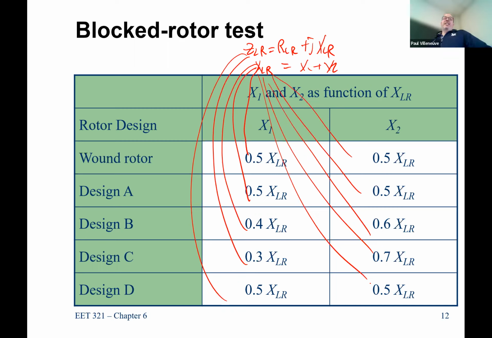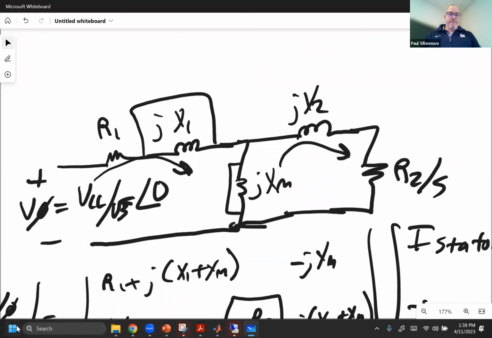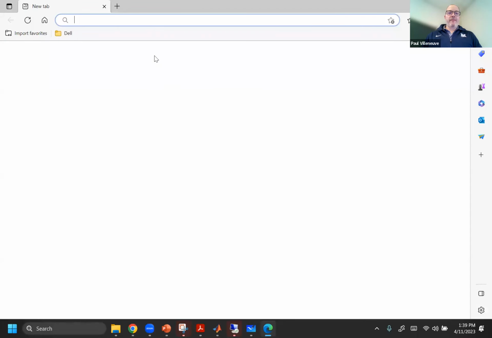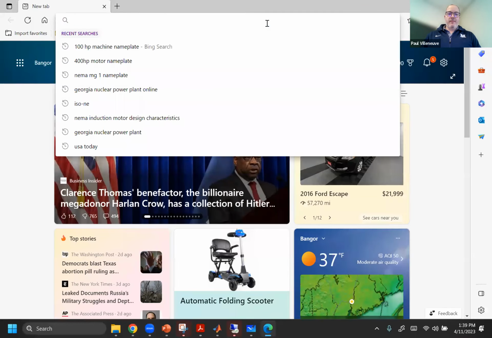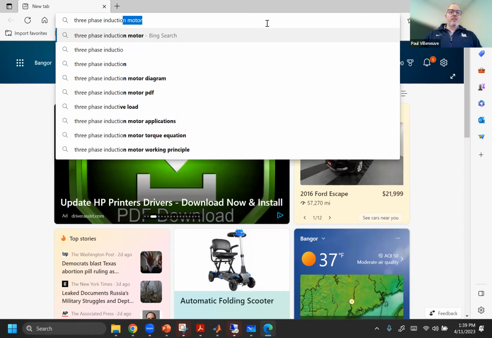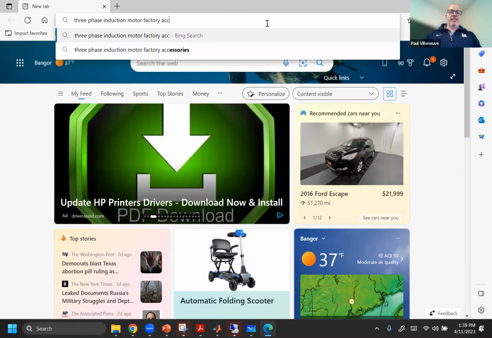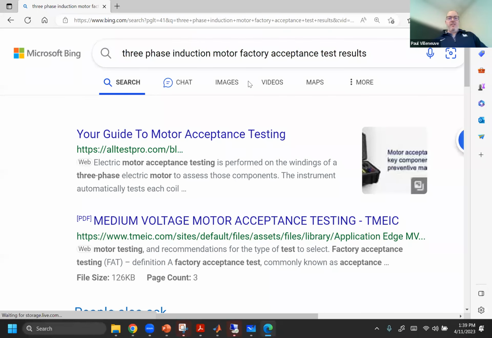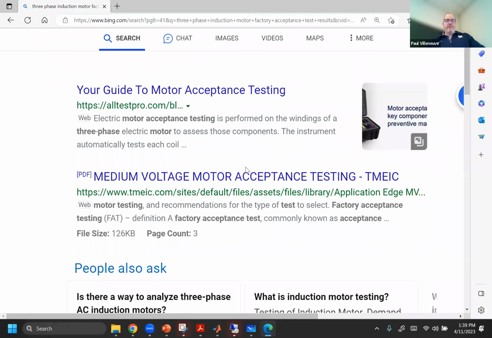Like I said, I've never actually seen a factory acceptance test for a motor. That's why I can't share any data sheets, because I don't actually ever have them. I don't know, maybe Edge, we can find some on Edge. So let's see. Three-phase induction motor. Factory acceptance test. I can't imagine this stuff is going to be all that available, but well, here we go.